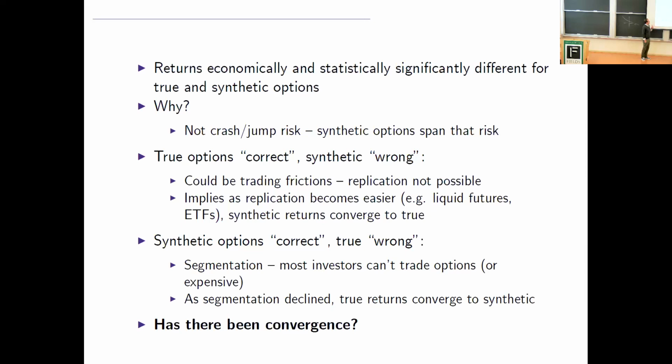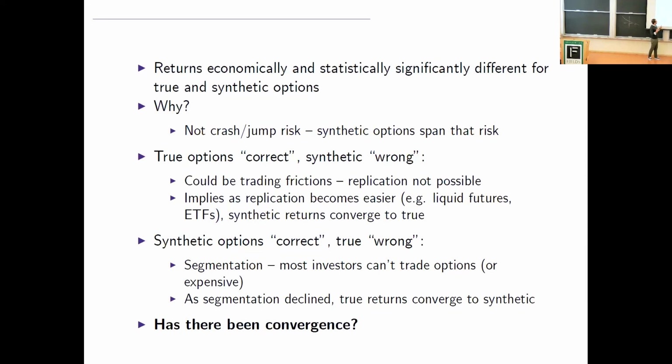If that's true, and we think the true options are right and synthetic options are wrong, then when replication becomes easier, when the futures market becomes more liquid, when the ETFs appear and become liquid, you would expect the synthetic option returns to look like the true options, right? Because now the replication is feasible. We could also have the other possibility, that the synthetic options are right in some sense, that was always the right marginal utility, and the true options are wrong.